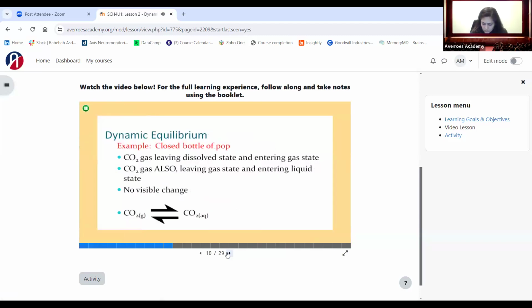Another example of dynamic equilibrium, similar to that stadium example, is a closed bottle of pop. You have carbon dioxide gas leaving the dissolved state, entering a gas state. But at the same time, you have the CO2 gas leaving the gas state and entering a liquid state. You have no visible changes in the pop. It's not a chemical reaction. It is just a physical reaction or physical equilibrium.